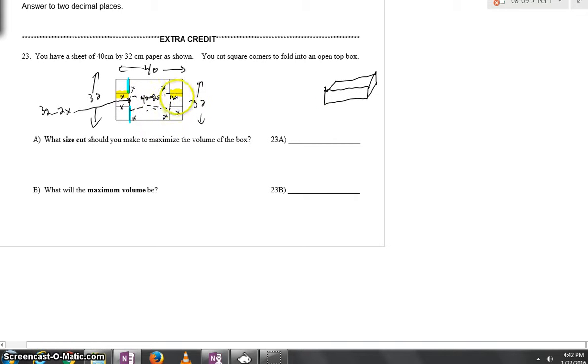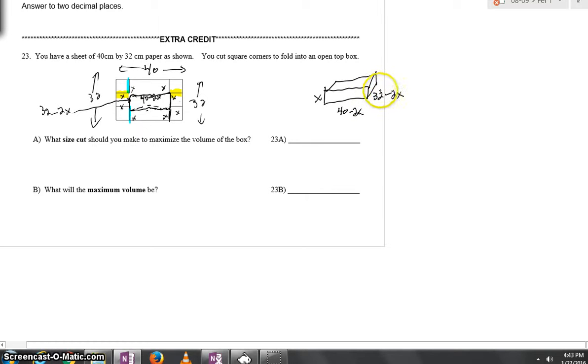These little rectangles on the outside are going to be the flaps that get folded up. So we're going to have 40 minus 2x on this rectangle width on the inside. The other dimension here would be 32 minus 2x. That would be coming this way. And then, of course, as you're folding these flaps upwards, this piece will actually become the height.